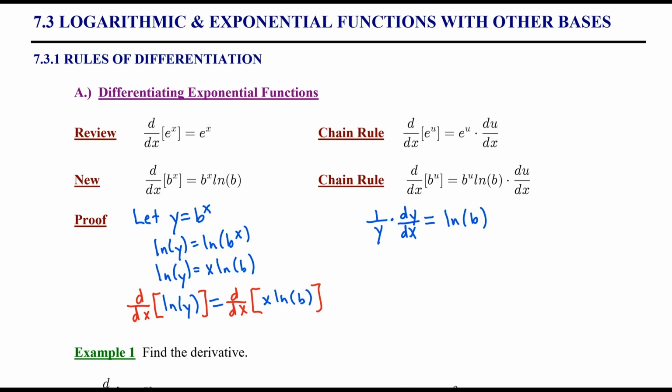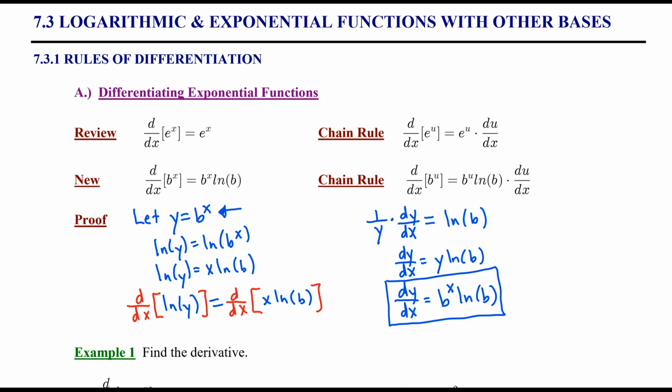Let's go ahead and solve for our derivative term by multiplying both sides by y. And then, as we ordinarily do with logarithmic differentiation, we're going to make this an explicit derivative by replacing y with its original expression in x. So we can replace y with b to the x, and we have derived our derivative formula. So again, the derivative with respect to x of the natural exponential is e to the x. But if the base is something other than e, I'm going to make a copy of the exponential and multiply by natural log of the base as an adjusting constant.